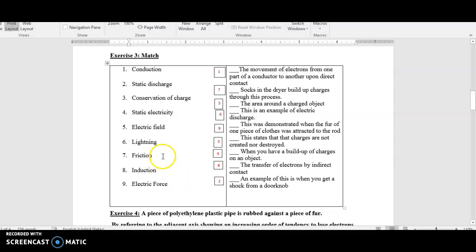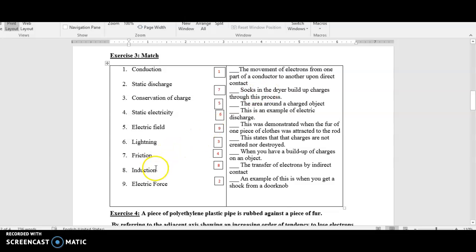And the friction: an example of friction is when socks and the dryer build up charges through this process. So charging by friction is when we have two objects being rubbed against each other, and such that each one becomes charged. One loses and the other gains electrons.